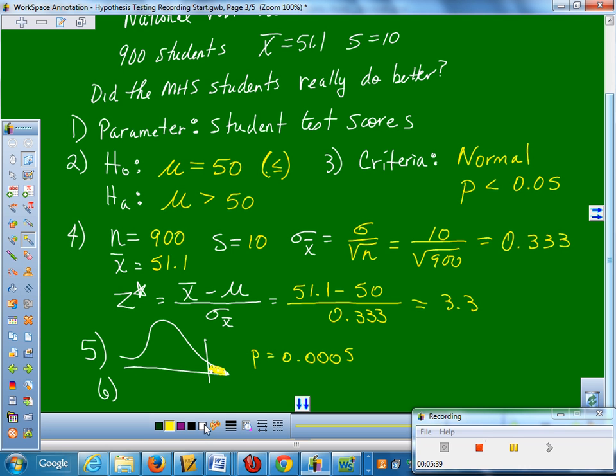So we would say that we would reject the null hypothesis because it came out less than what we said. We reject the null, which means the alternative is true. The MHS students did do better.